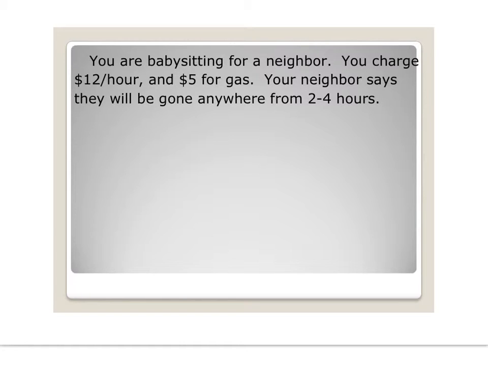But first we need to write the equation. Hopefully in here you're recognizing 12 per hour. So this is always our indication, or most of the time our indication, where I'm going to take the amount times the number of hours. So I'm going to have y equals 12x plus, we're adding on that cost for the gas. So here's the equation that I'm going to use to make my input-output table.